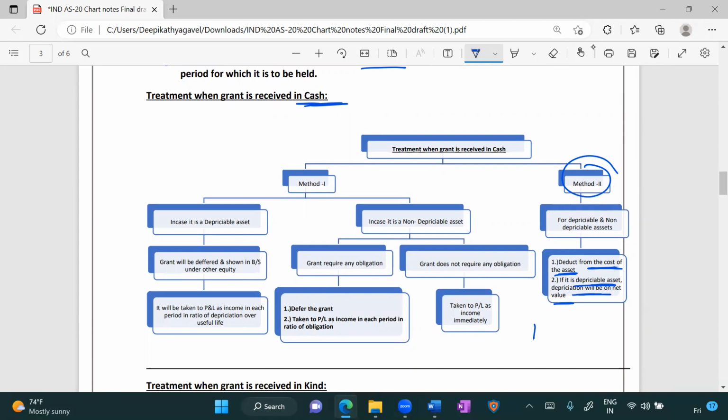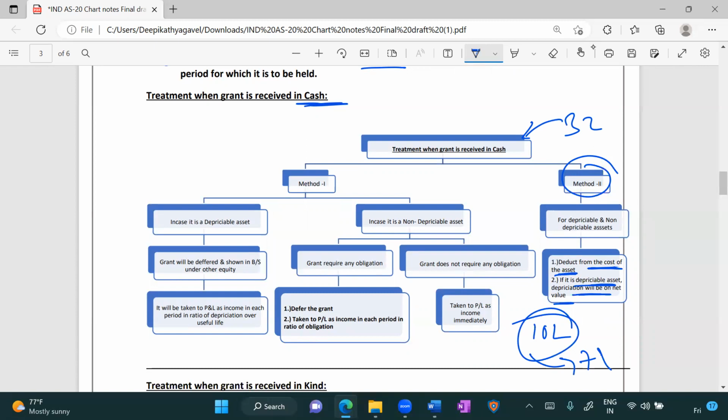Let's say your asset's value is 10 lakh and you have received a grant of 3 lakh rupees. So the standard says in method 2, irrespective of whether it's depreciable or non-depreciable, you can directly deduct it from the cost of the asset. So what is the cost of the asset? 10 lakh. How much government grant did I receive? 3 lakhs. So you can directly adjust it with the cost of the asset and it will become 7 lakhs now.